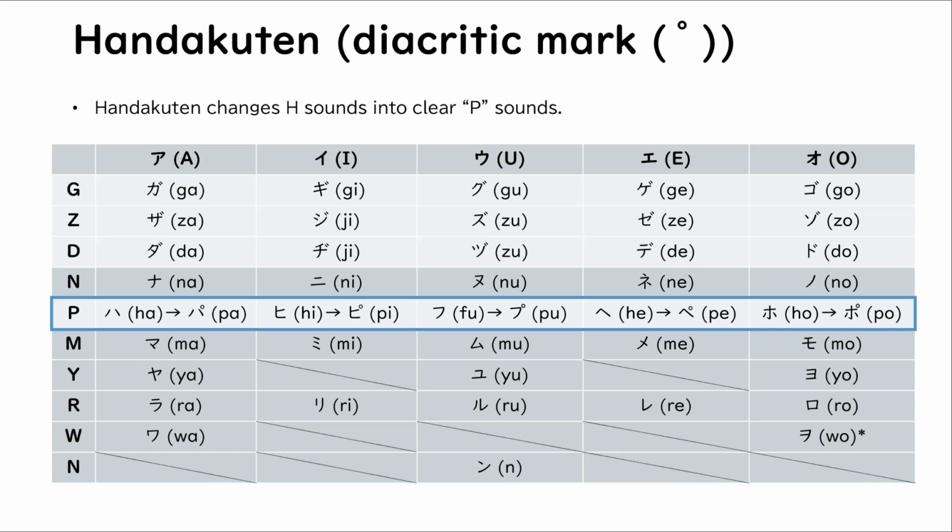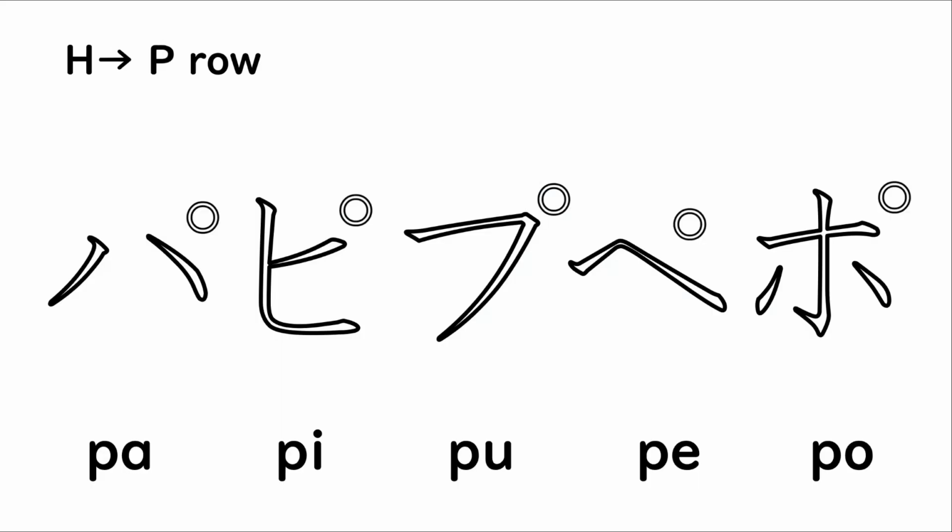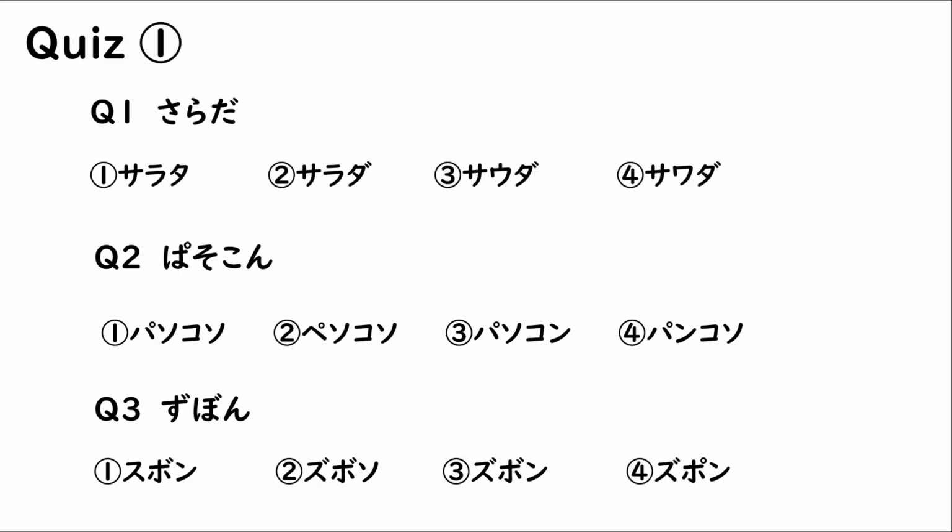Let's practice together. Pa, pi, pu, pe, po. Great job! Now let's try a quick quiz. Please choose the correct katakana for each hiragana word. You can pause the video and check the katakana chart.